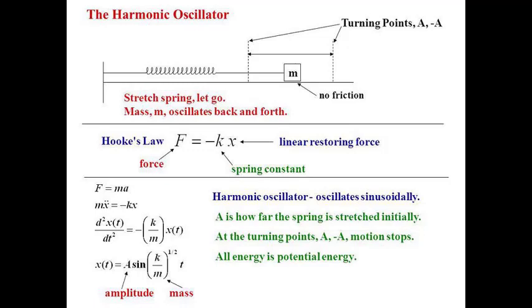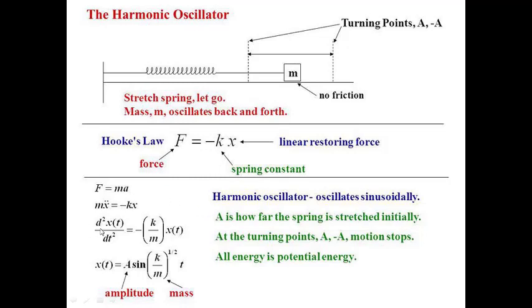While applying Hooke's law, the force acting on a mass will be equal to minus kx, where k is the spring constant and x is the linear restoring displacement. We already know from Newton's second law that F equals ma. When we match these two equations, we get m, which is mass, into x double prime, which represents the acceleration, equal to minus kx, which we derived using Hooke's law for the linear harmonic oscillator.